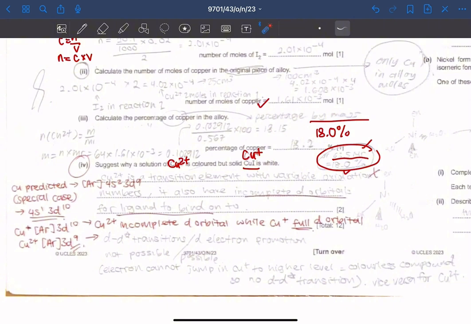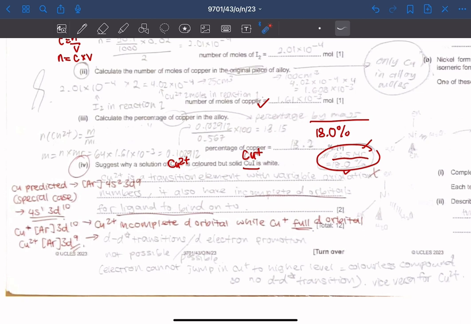Then for Cu+, the electronic configuration is 4s1 3d10, which is a special case where the d orbital is complete. Then Cu2+ is [Ar] 3d9, and therefore the first point we should get for answering this question is Cu2+ has an incomplete d orbital, and therefore it's counted as a transition element and is a colored compound, while Cu+ has a full d orbital. A full d orbital means that it is not a colored compound.